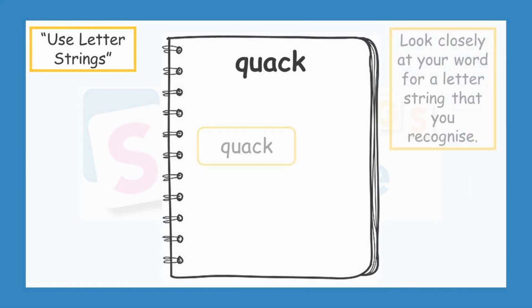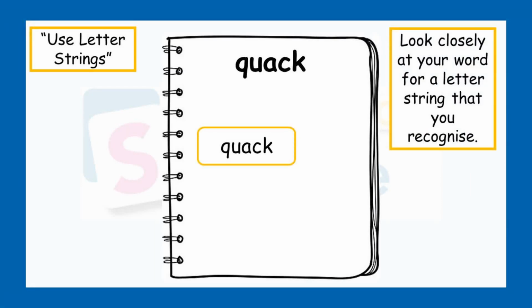So first step, we want to look closely at the letters in our spelling word to see if we can recognize any letter strings. Can you see any letter strings in this word? Pause the video and see if you can find one. Well, here's the one that I spotted. A-C-K. I've definitely seen that in other words before.